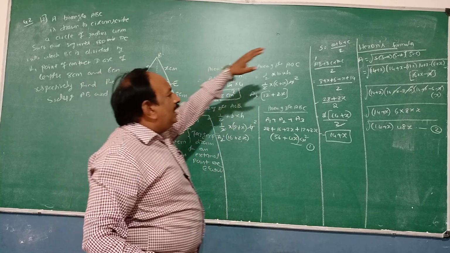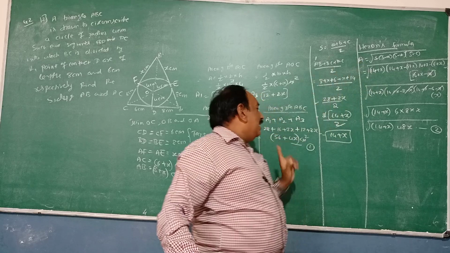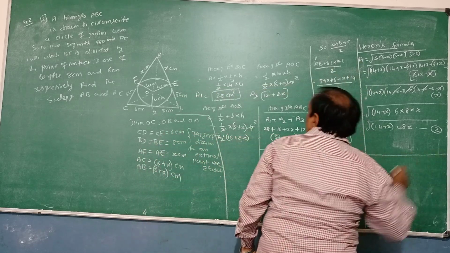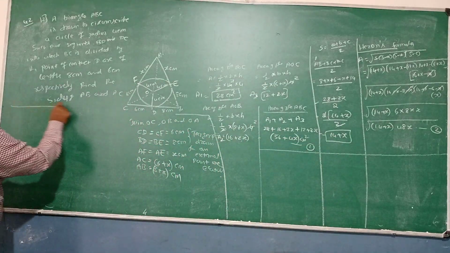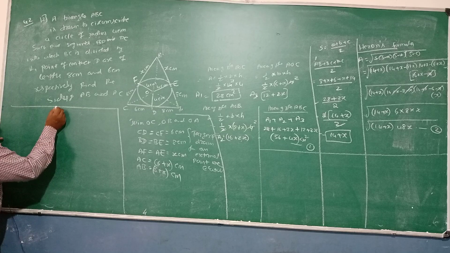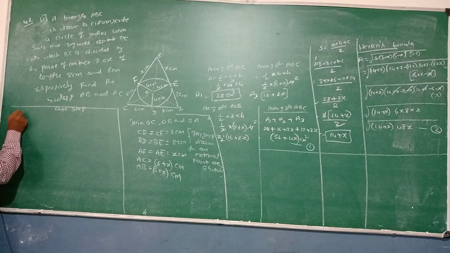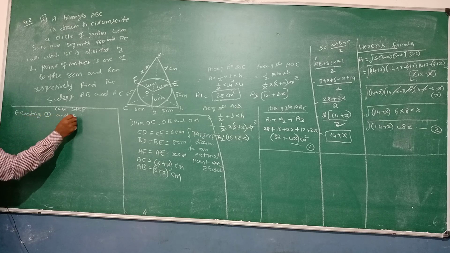This is also the area, Heron's formula. This is also the area. Equating the area 1 and 2. This is the last step. Equating the area, that is equating 1 and 2.